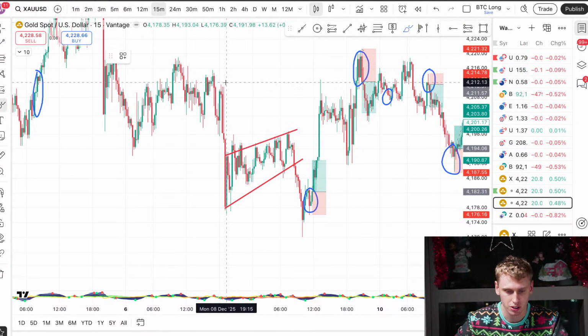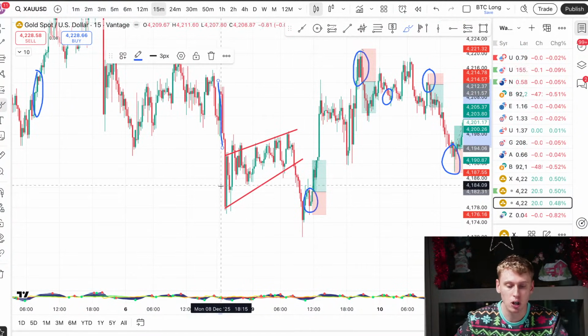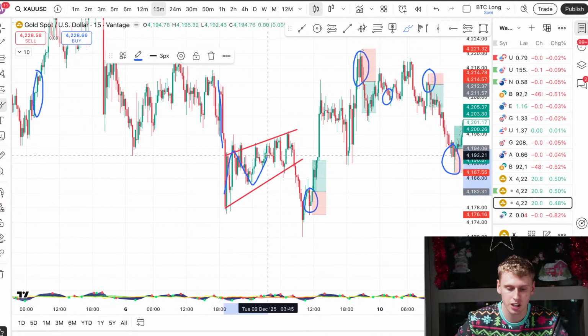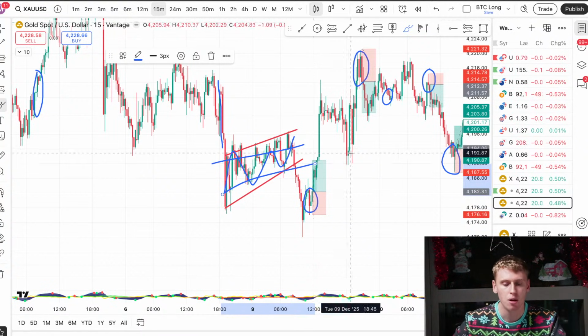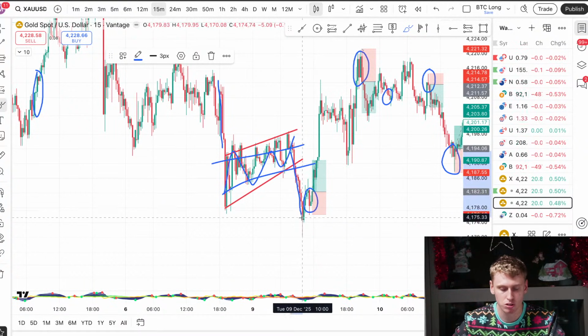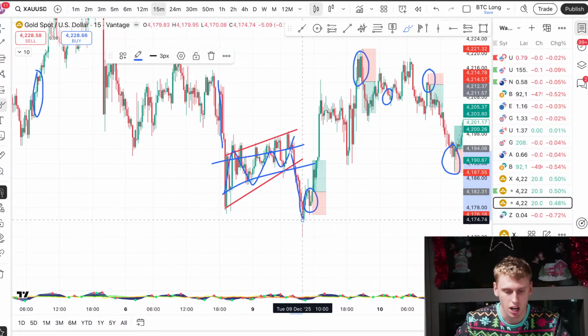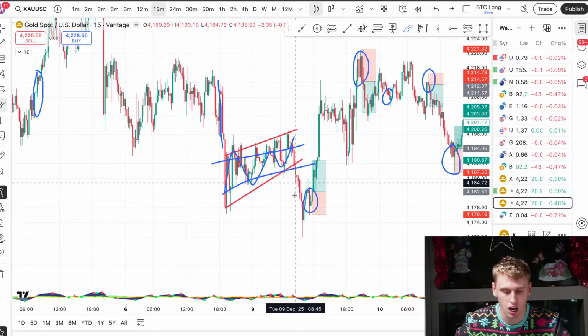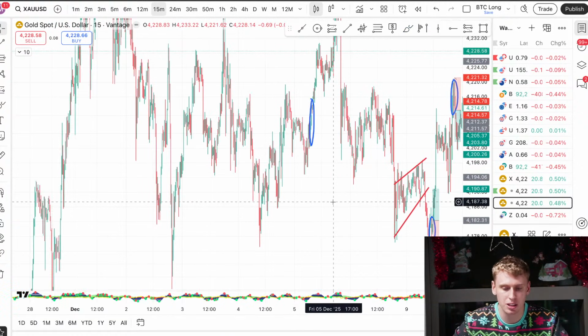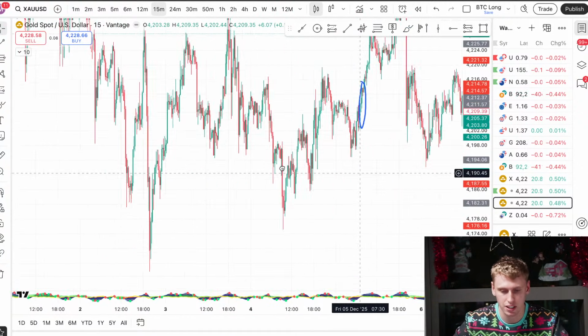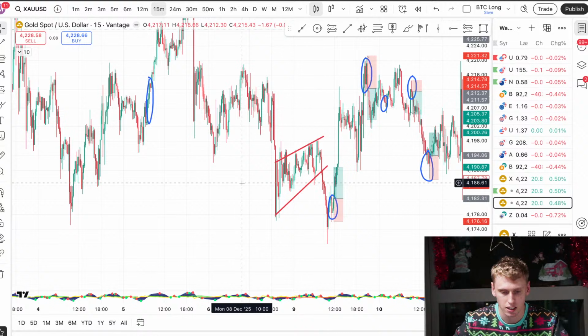Impulse move to the downside, followed by higher highs and higher lows to the upside. Basically, the market taking a breather. The sellers saying, yeah, we can chill here, before a bigger impulse move to the downside. I use these a lot. And then there's loads of examples of these happening, like here, there's loads.